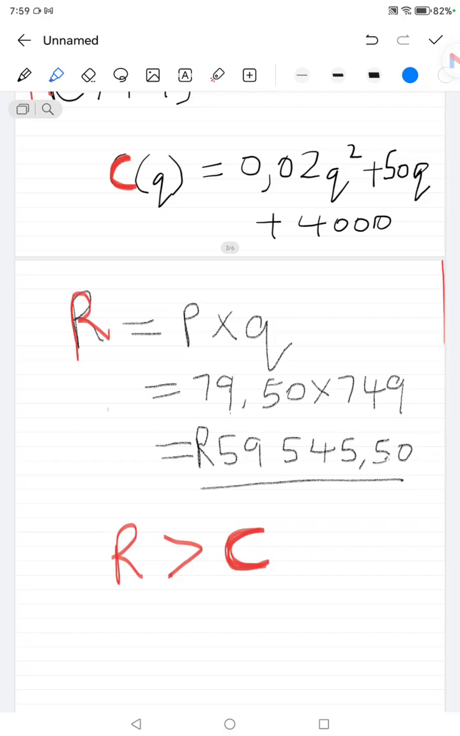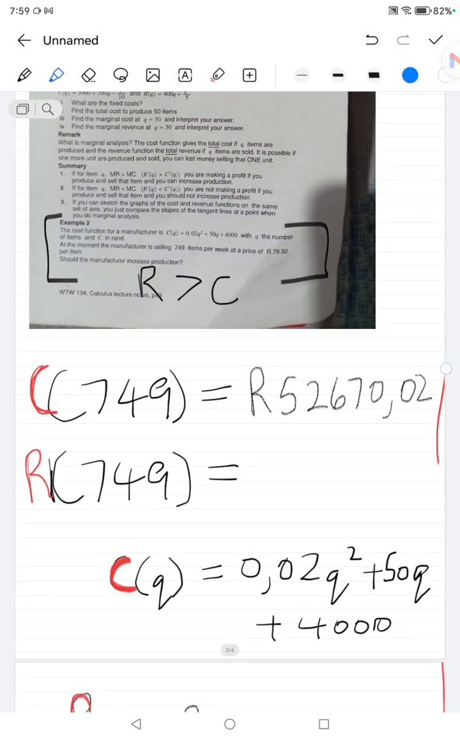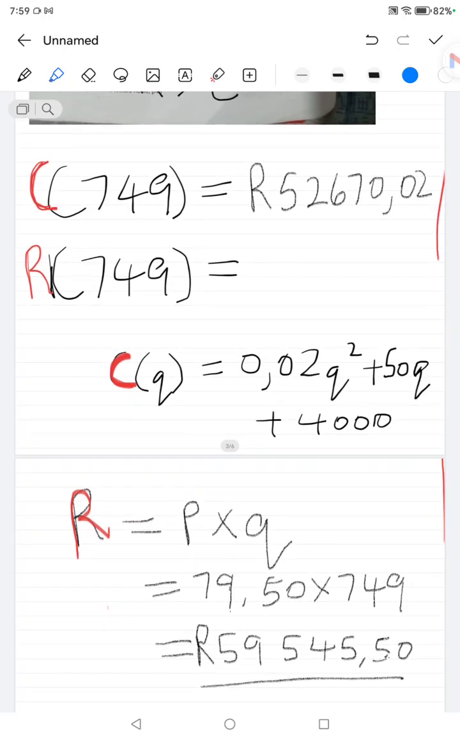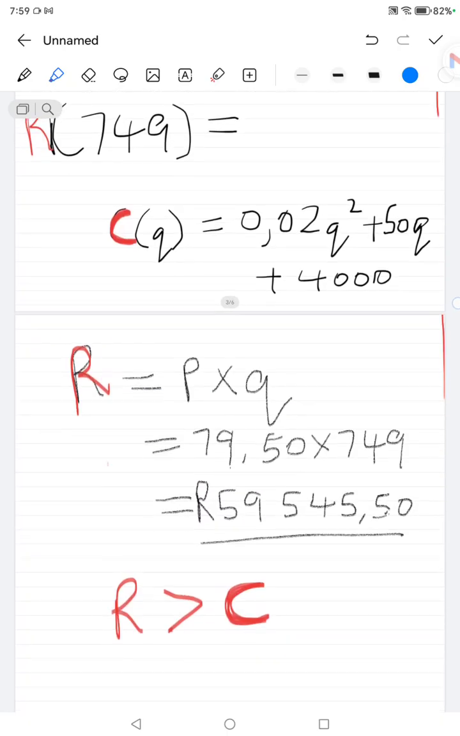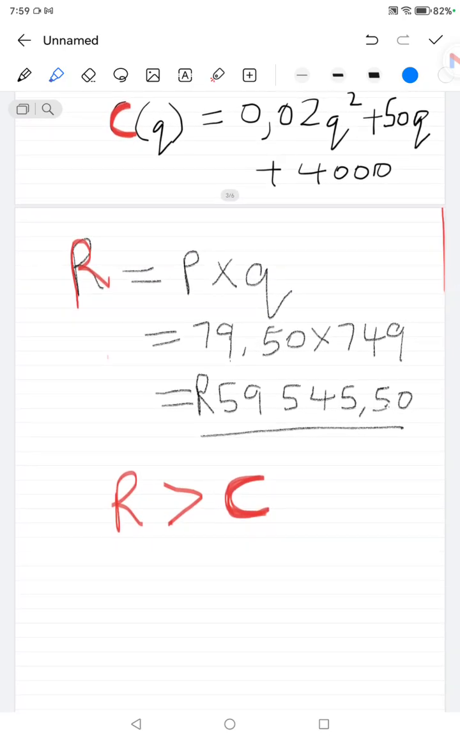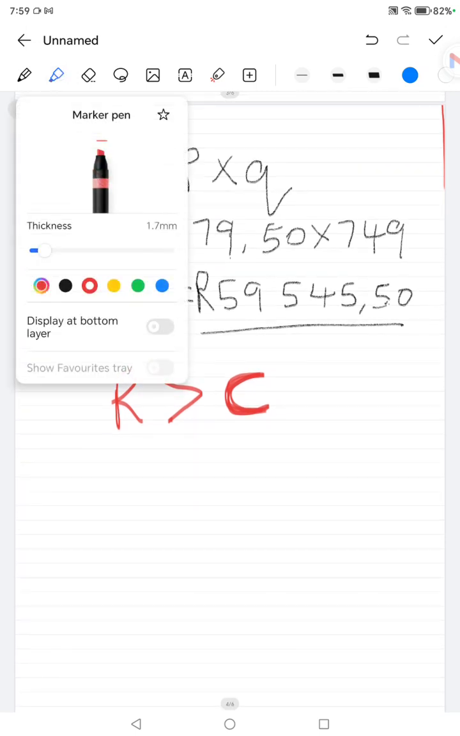See? So let's quickly go back to the cost of the blockchain and so on. They say at the moment they're selling that many items. Then we did that, we found the cost. It was 52,670, and the revenue was 59,545. So now you're going to make a conclusion that you're making a profit.